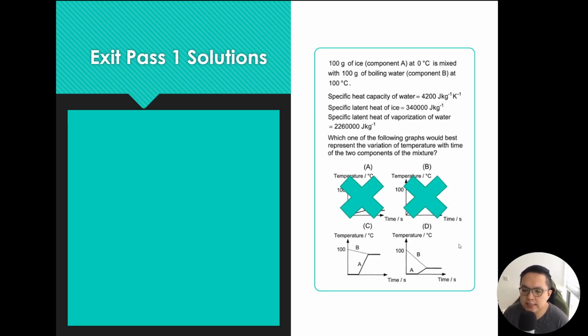Now we have C and D. The main difference here is: does it settle closer to 100 or closer to 0? So is the final temperature more than 50 or less than 50 degrees Celsius? Let's look at how we do this. Let the final temperature be T. The heat gained by the ice is equal to the heat lost by the water.